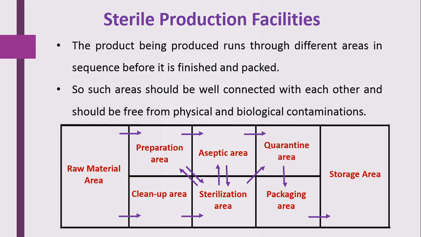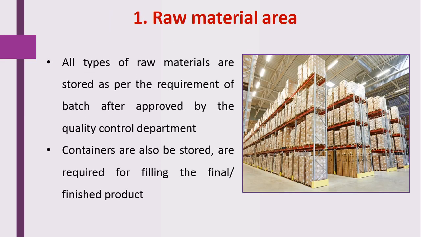So each and every department is important. All these departments should be well connected to each other to avoid contamination or the chances of contamination with the product. So I think you have got this particular layout of the sterile production facilities. So let's see one by one here. First we will see the raw material section.